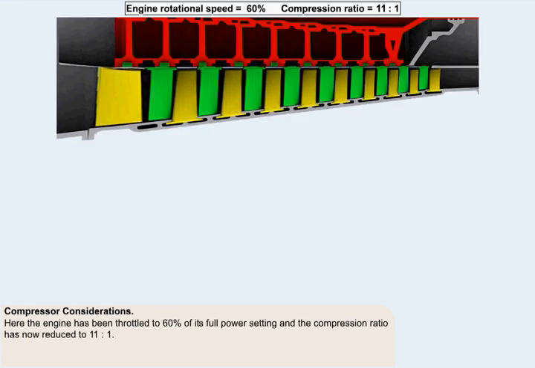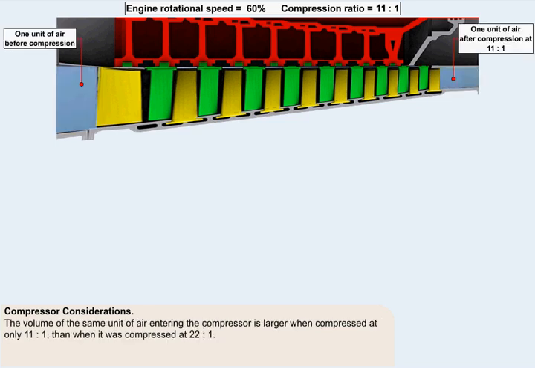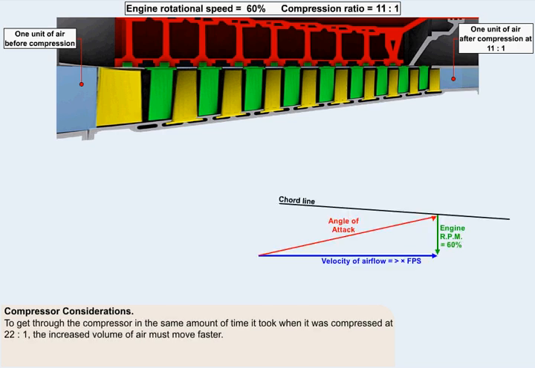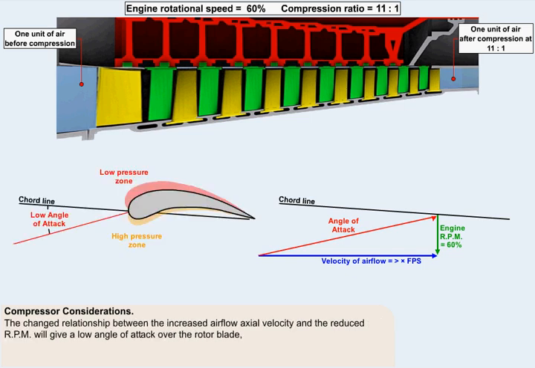Here the engine has been throttled to 60% of its full power setting, and the compression ratio has now reduced to 11:1. The volume of the same unit of air entering the compressor is larger when compressed only by 11:1 than when it was compressed at 22:1. To get through the compressor in the same amount of time it took when it was compressed at 22:1, the increased volume of air must be moving faster. The changed relationship between the increased airflow axial velocity and the reduced RPM will give a low angle of attack over the rotor blade, which will reduce the size of the pressure zones as shown here.